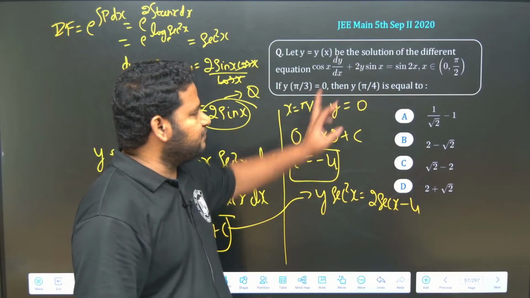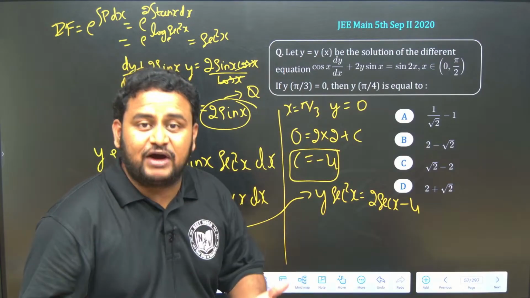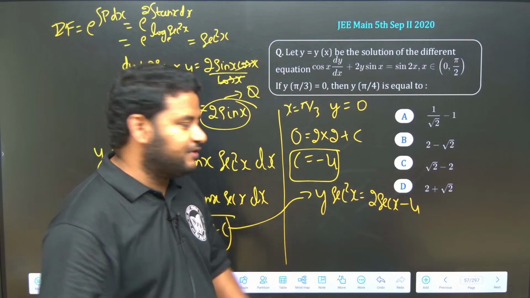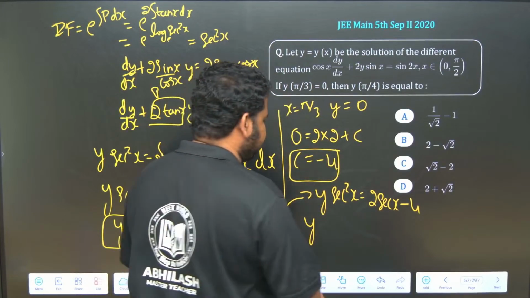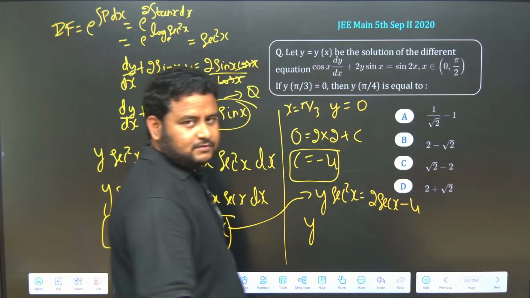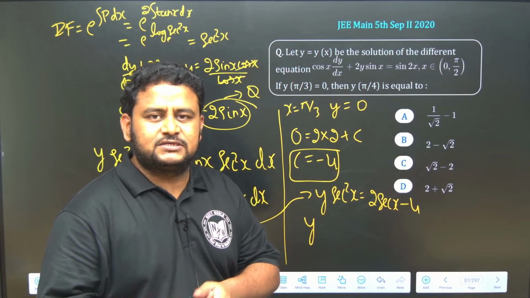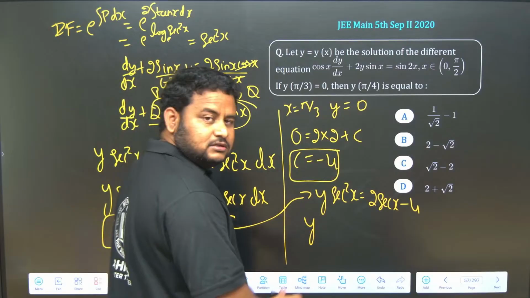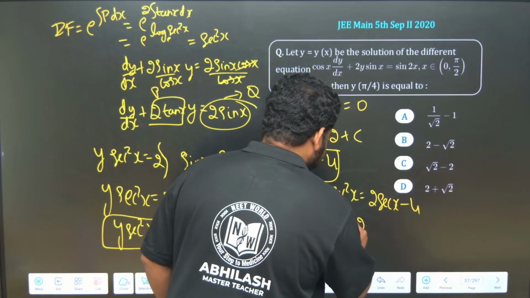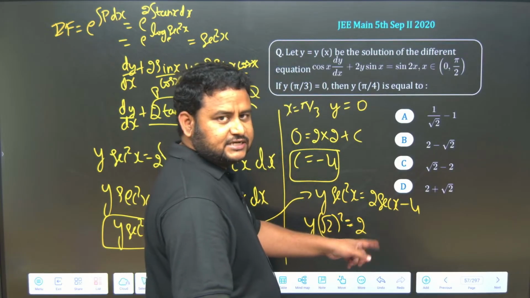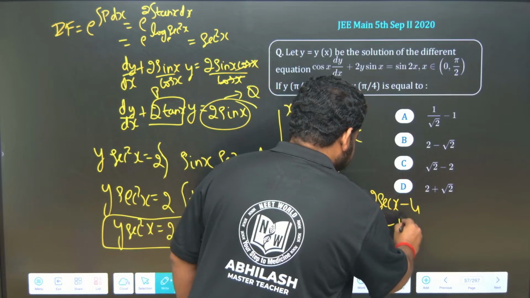Now they are asking us to find y of pi by 4. That is, when x is equal to pi by 4, what is the value of y? So y into secant square pi by 4. Cos pi by 4 is 1 by root 2, so secant pi by 4 is root 2. So this will become y into root 2 whole square is equal to 2 into secant pi by 4, which is root 2, minus 4. So 2 into root 2 minus 4. This is what I have.